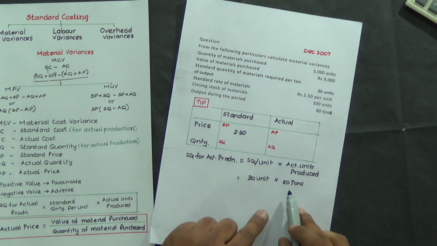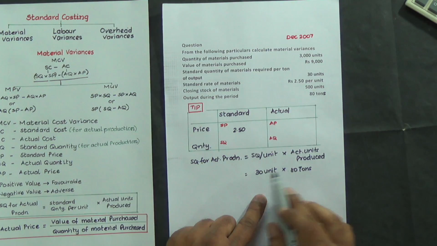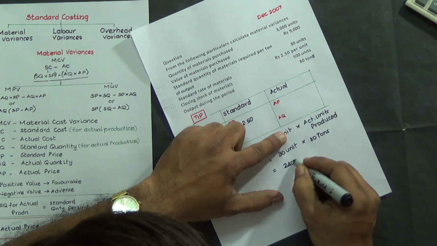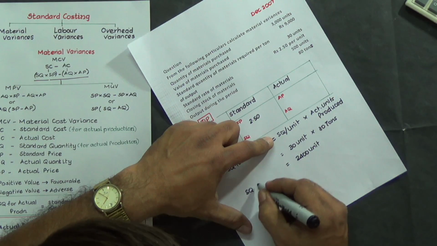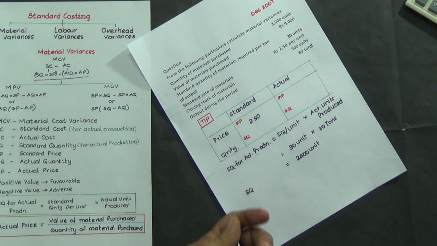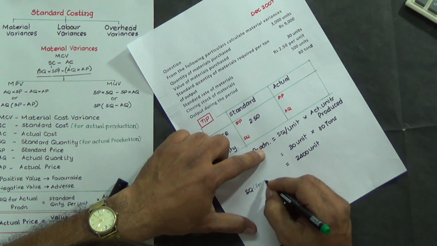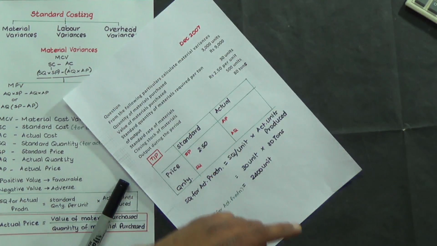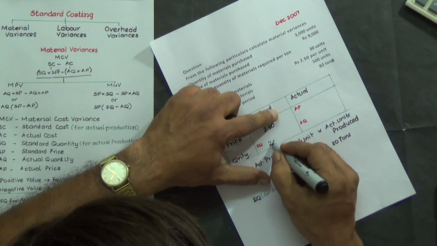To produce each ton, we require 30 units. So to produce 80 tons, 80 into 30 will require 2,400 units. So this becomes standard quantity for actual production. This is what we want. So now we have standard quantity for actual production. We have arrived at it, 2,400.